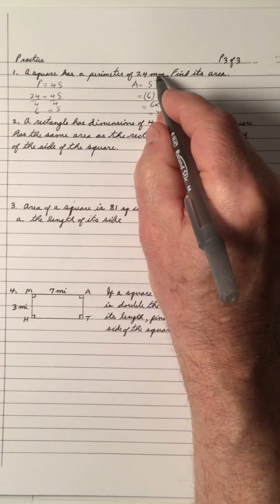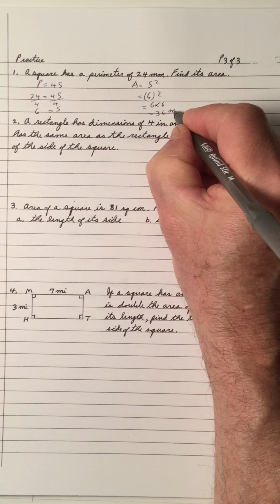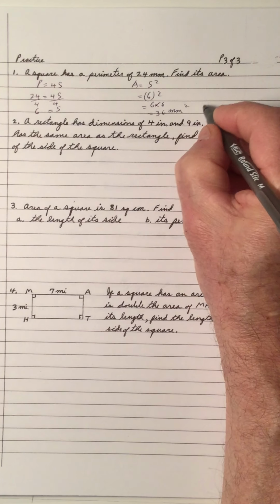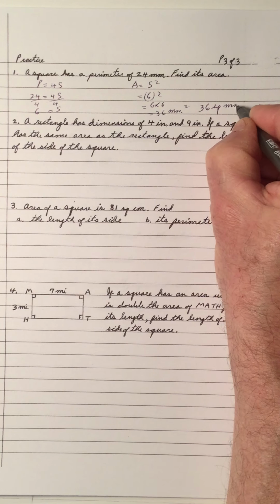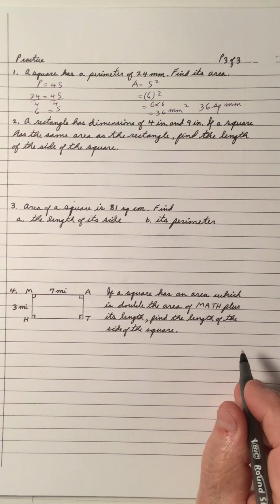And the unit is millimeters, so it's millimeters squared, mm squared. Again, we could have sq mm if we want, either or.